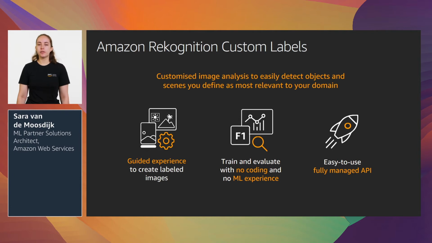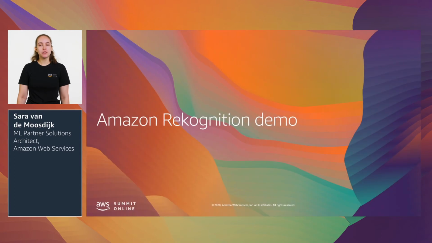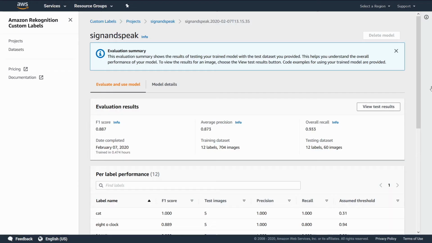So if we go back to the example of the car company, they could now, as well as using the pre-trained Rekognition model to detect cars, they could also train a custom Rekognition model to detect the make and model of every single car. And all they really have to do is provide the data. So when I heard about this new service and this new feature, I figured, well, this is interesting. What if I tried using it for my sign language demo? So let's take a look at the results.